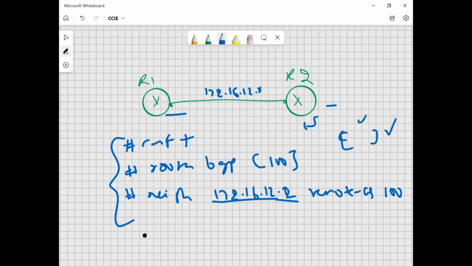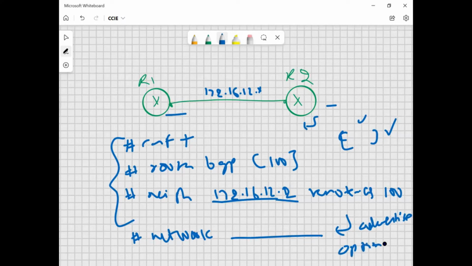Then the network command specifies what networks to advertise, and that is, as I told you earlier, an optional command. If you need to advertise networks, you can specify that command. Otherwise, no. Any questions so far?